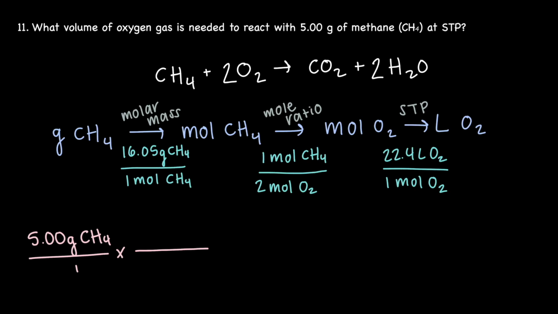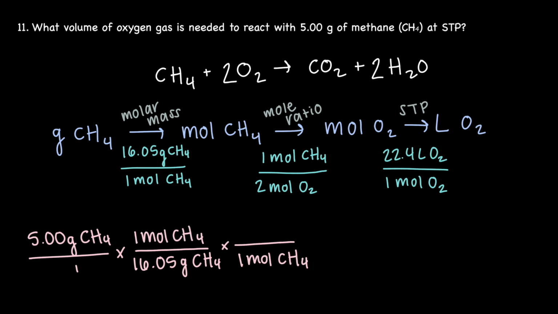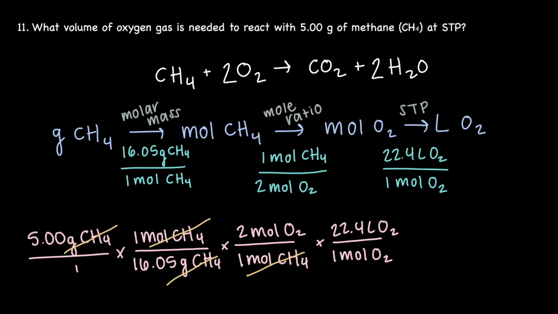over 1. In the next fraction, we put 16.05 grams of CH₄ on the bottom and 1 mole of CH₄ on the top. In the next fraction, we put 1 mole of CH₄ on the bottom and 2 moles of O₂ on the top. In the last fraction, we put 1 mole of O₂ on the bottom and 22.4 liters of O₂ on the top. Grams of CH₄ cancel, moles of CH₄ cancel, moles of O₂ cancel, and we are left with liters of O₂. Multiplying and dividing the values, we get 13.9 liters of O₂.